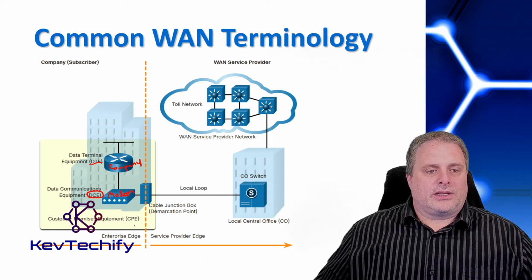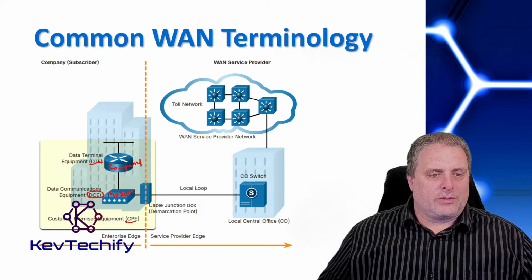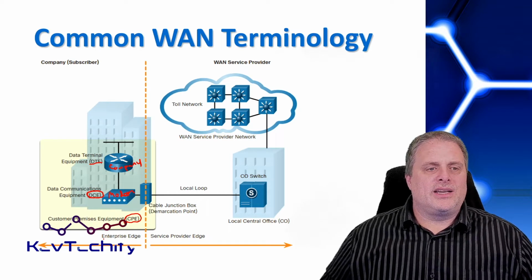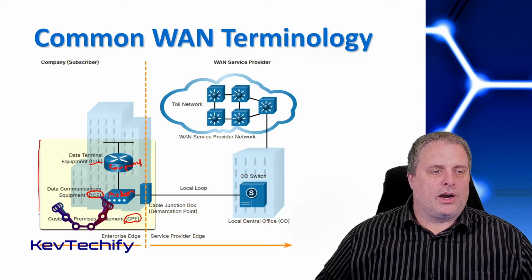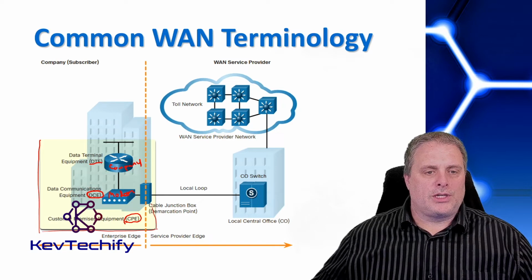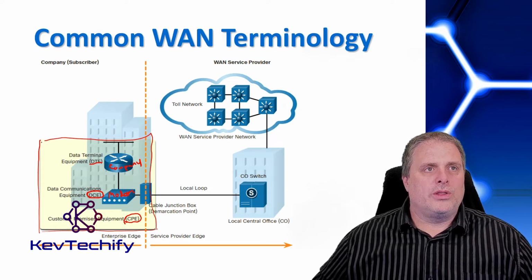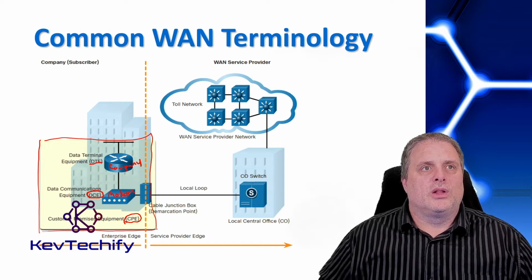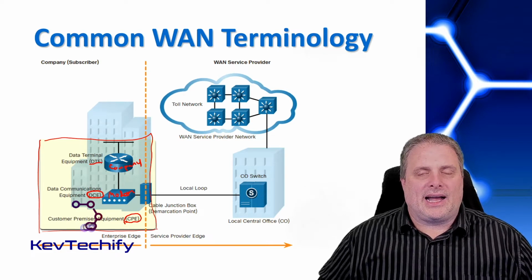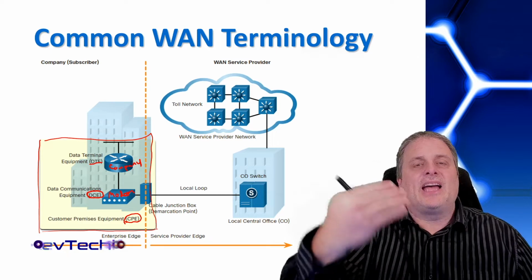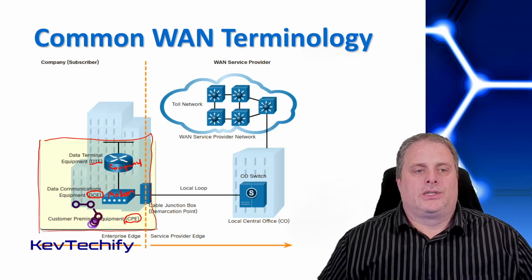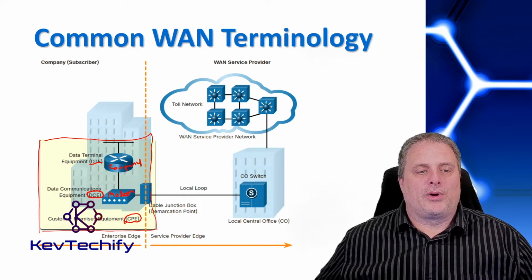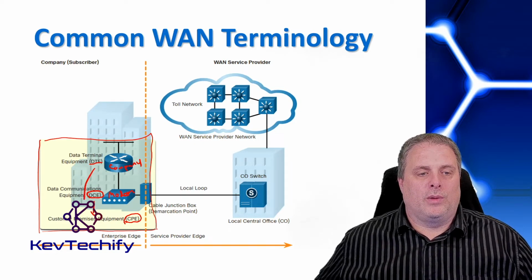Then the next term we have here is what we call the CPE, or the customer premise equipment. And what that is, it's this yellow square here. This yellow square represents all the equipment, the DCE and DTE equipment located in your company, sort of on the edge of your company. And so mainly it's the DCE and DTE that represent this customer premise equipment.